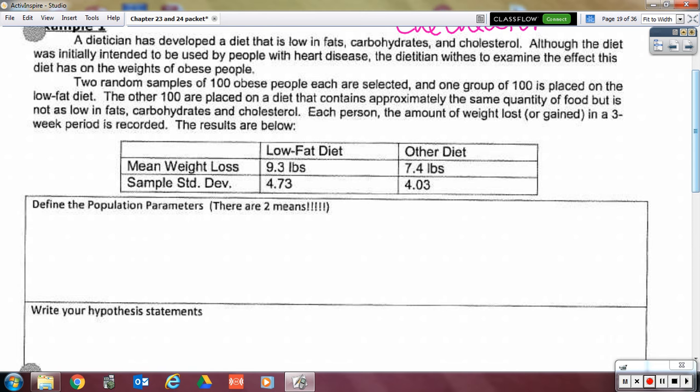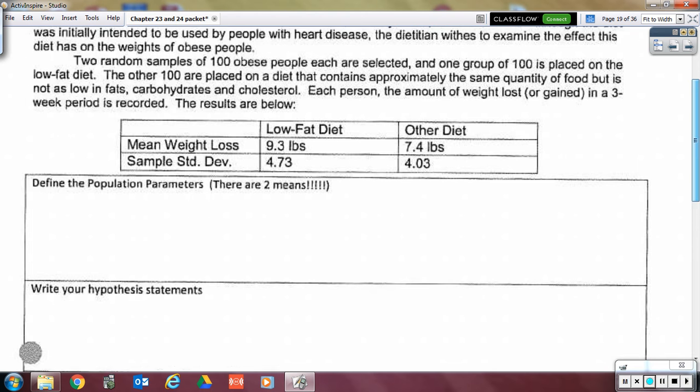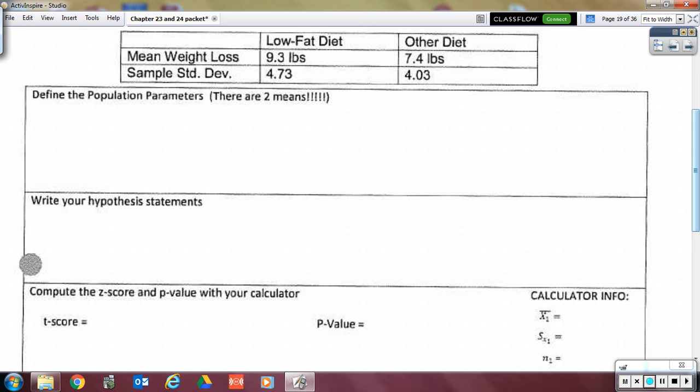All right, so we have two groups, and these groups, what are we talking about for these groups? The weight loss. Okay, good. What are the two kinds of groups that we have? The ones on the low-fat diet. Good. And then the one on the other. Good. So let's define it.